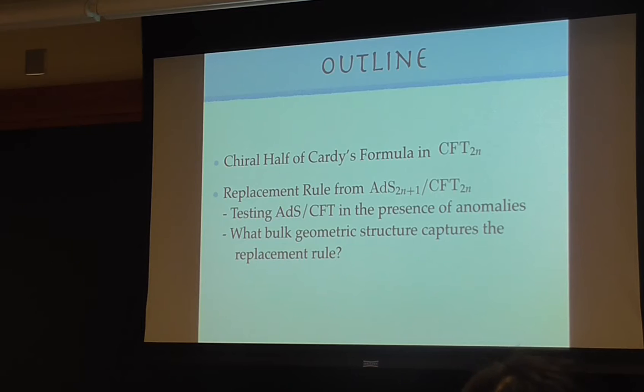Even in the earliest papers on AdS/CFT, anomalies were present, all these R-symmetry anomalies, the triangle anomalies at zero temperature. Now I want to test it in the finite temperature case. And I want to test it in a way that hopefully lets me think about, in the bulk, what kind of bulk object captures this anomaly contribution.